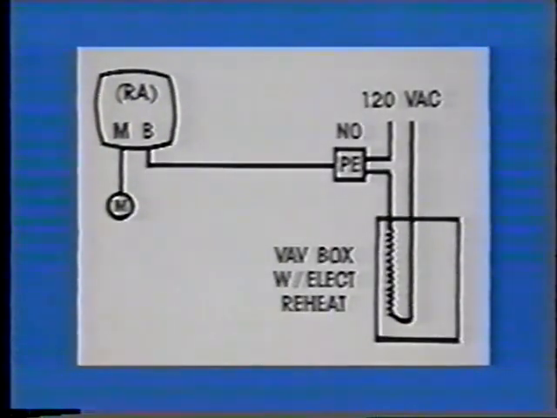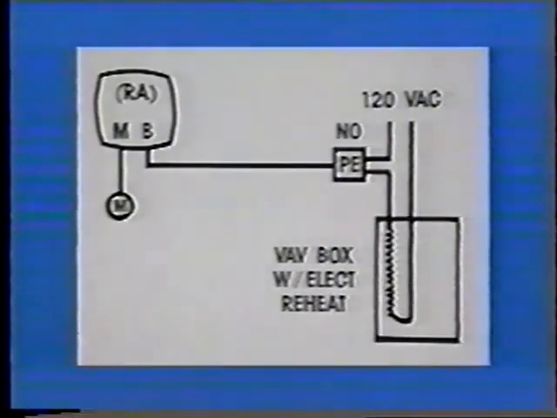Here's another way to achieve the same results in a different application. Take a typical VAV system with electric strip heaters for reheat. In this case, it would be unwise to have constant heat in the event of air supply failure.